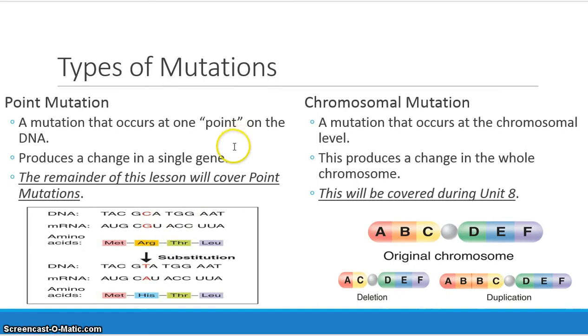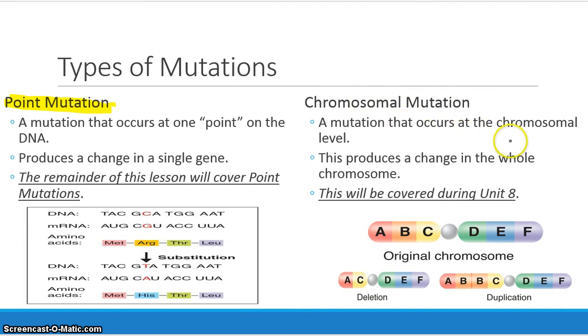So there's two main types of mutations. The first type is called a point mutation. A point mutation is a mutation that occurs at just one point on the DNA, and so this is going to produce a change in a single gene or a single trait. The remainder of this lesson will cover point mutations because in Unit 7 that's really all that we're concerned with. A second type of mutation is called a chromosomal mutation.